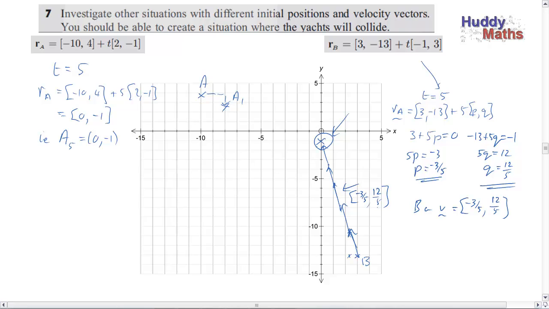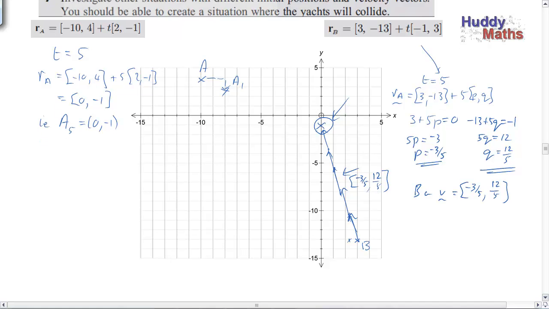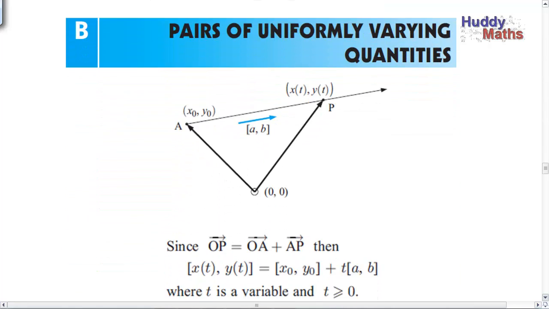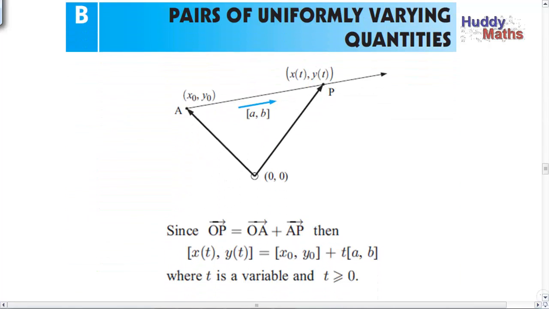All right, are you getting the idea of bringing in that thought about the dependence of the position and the point on the Cartesian plane here, which is being guided or related to another property, in this case time? Okay, let's come down and formalise some of this stuff now. We were going to look at Hayes' version of this, which is pairs of uniformly varying quantities. Let's just review the idea of vector equation.